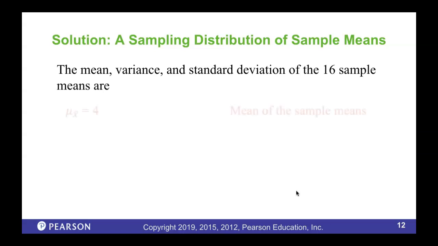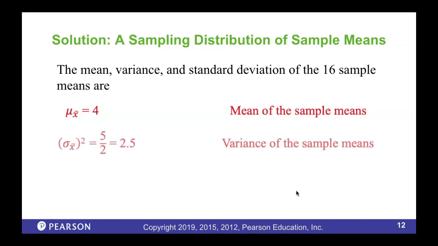Okay. The mean is 4. As you saw on that histogram, the average of these averages is 4. So the mean of the sample means is 4. Now for the standard deviation, what is this?